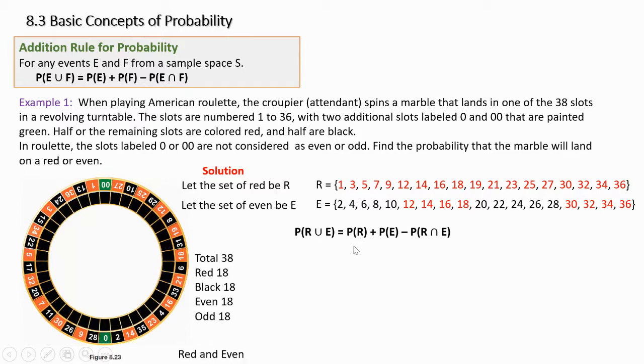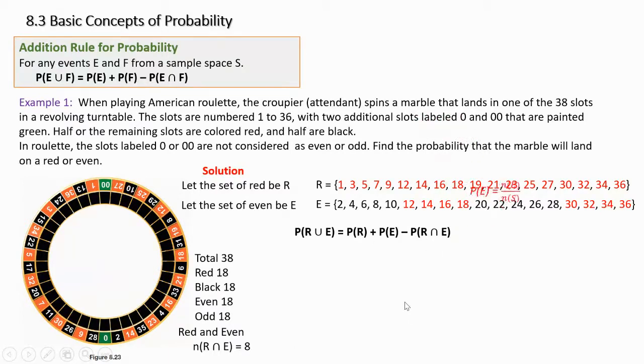So the probability of red. Okay, so we're looking for red and even. Red and even are going to be 8, right? Because red and even are here. These are red and they're even. There's 12, 14, 16, 18, 30, 32, 34, 36. So there's 8 that are red and even. That's why it's 8. So the probability of red intersects even is going to be 8.